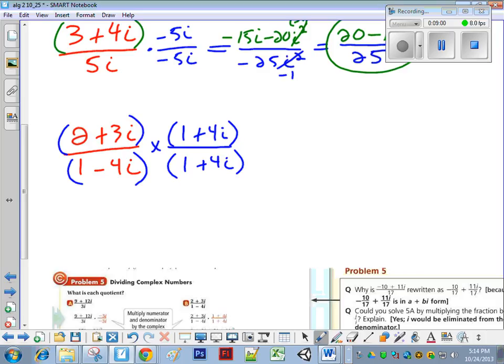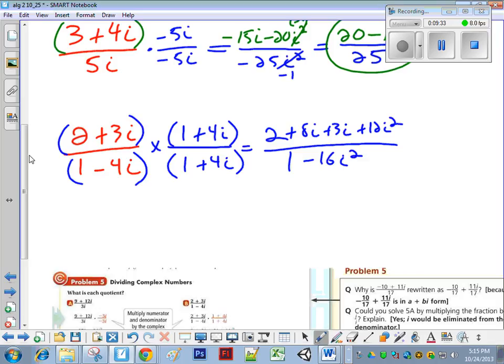So now I'm going to go ahead and distribute here. 2 times 1 is 2. 2 times 4i is plus 8i. 3i times 1 is plus 3i. 3i times 4i is plus 12i squared. In the denominator, I have my complex conjugate, so I just have 1 times 1, or 1. Negative 4i times positive 4i. Now the middle terms will cancel out, so I have negative 16i squared.